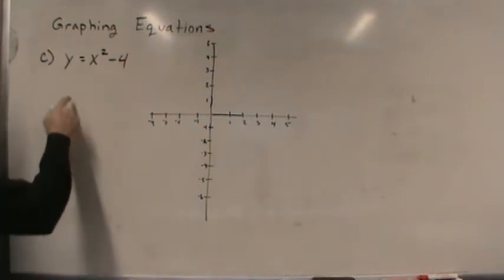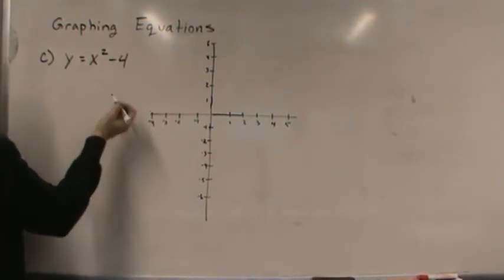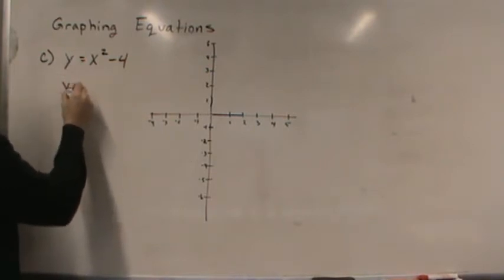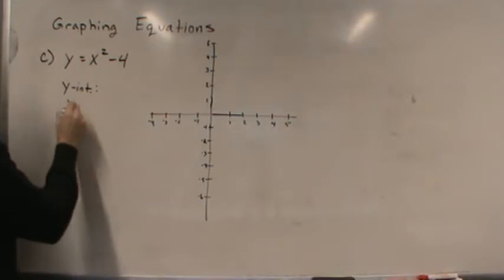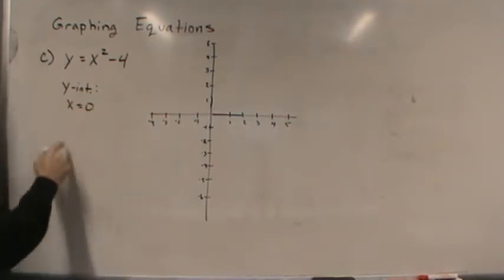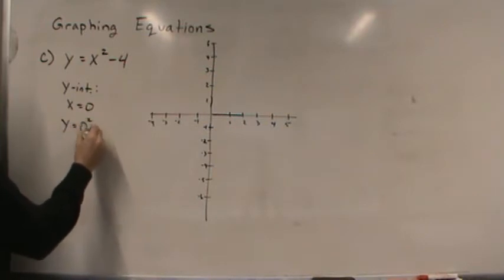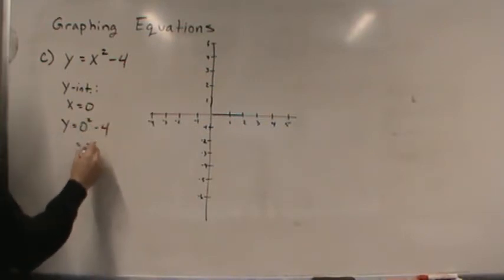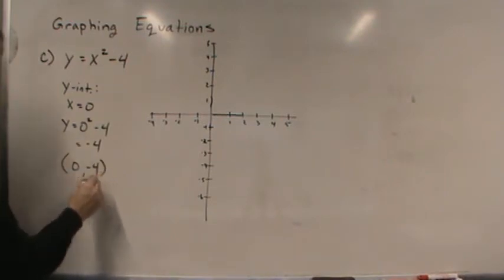So step number 1, find the x and y intercepts. We're going to find the intercepts. So let's start with the y-intercept. Okay, so the y-intercept, we're going to set x equal to 0. And then what are we going to do? We're going to get y equals 0 squared minus 4, which equals minus 4. So the y-intercept is going to be 0 comma negative 4.